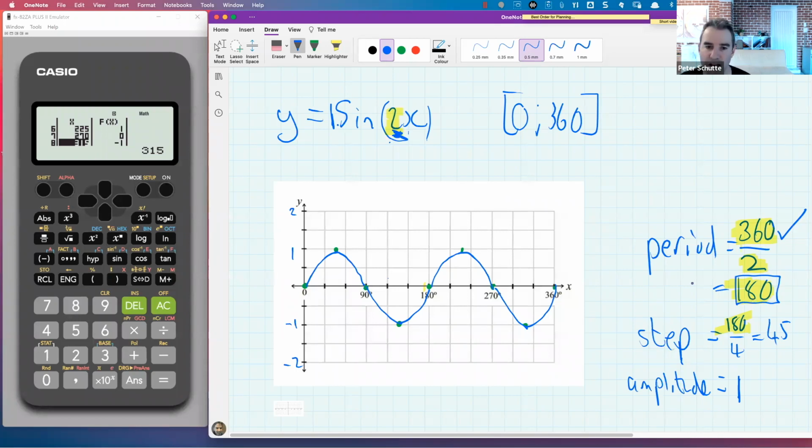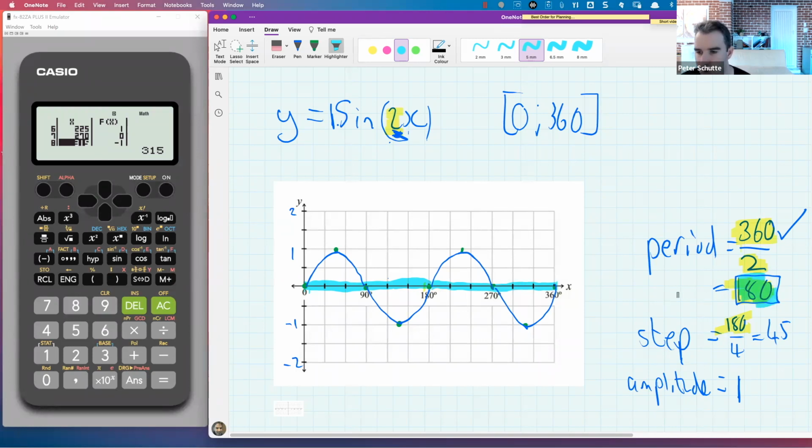Now, if I look at the drawing, you can see that the whole graph is drawn within 180 degrees. And so that's why you see that the period is 180. It's just that it then does another cycle of the graph in the second 180.